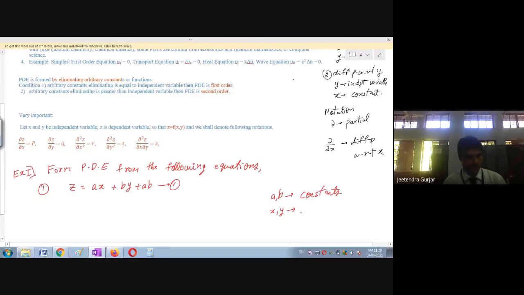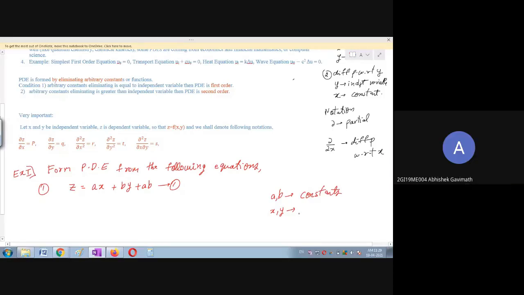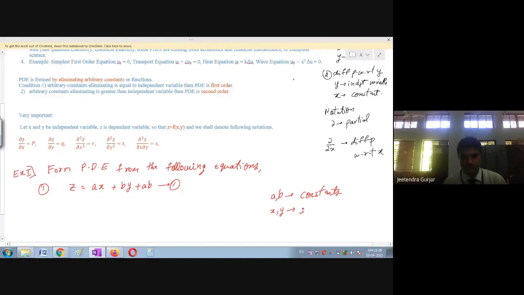Yes, Abhishek, please tell me what x and y are. Independent variables. That's it. It is an independent variable. Okay. And z is the dependent variable.